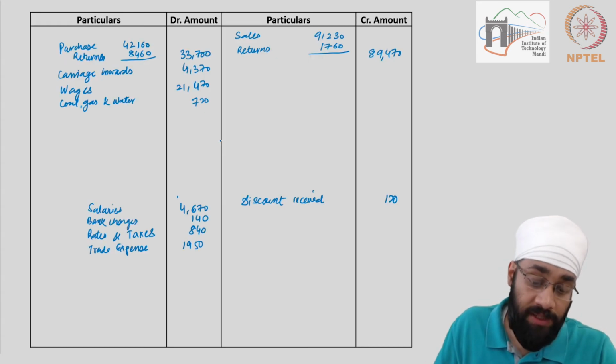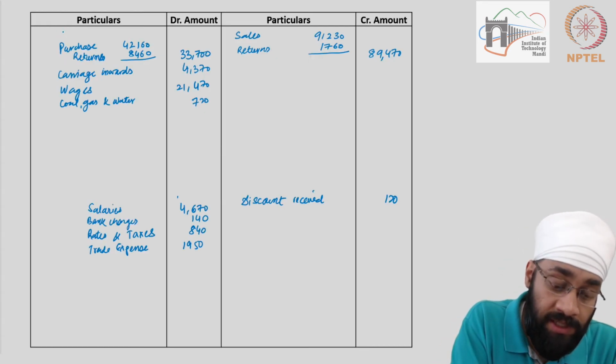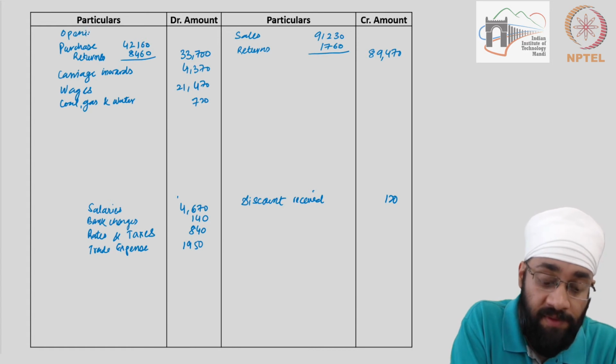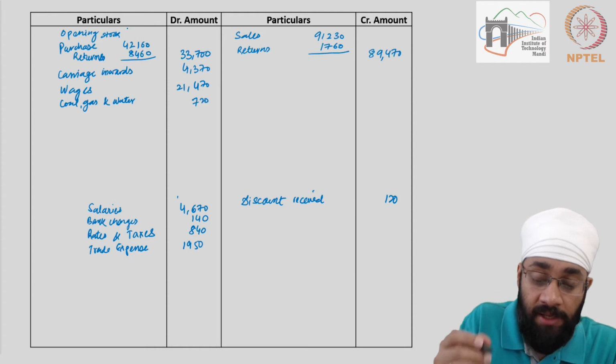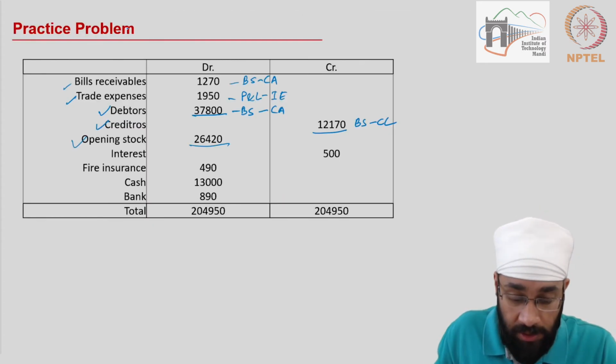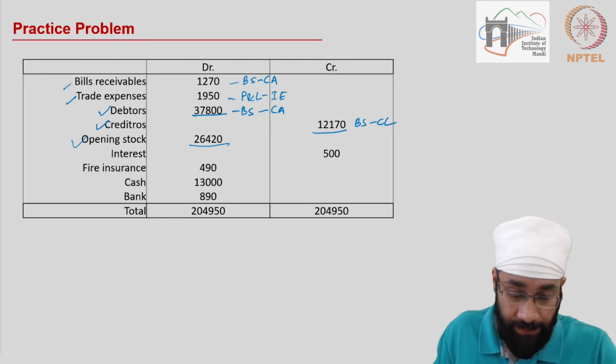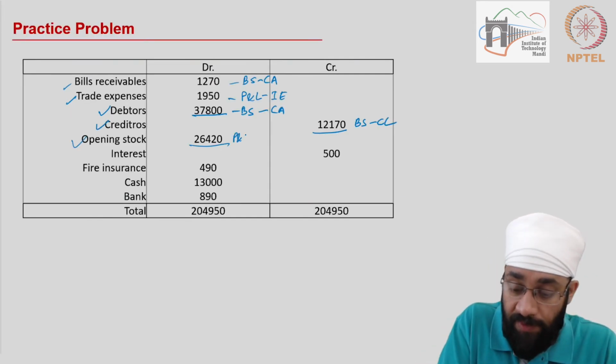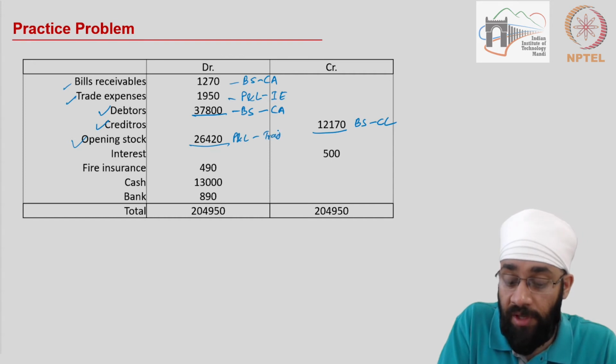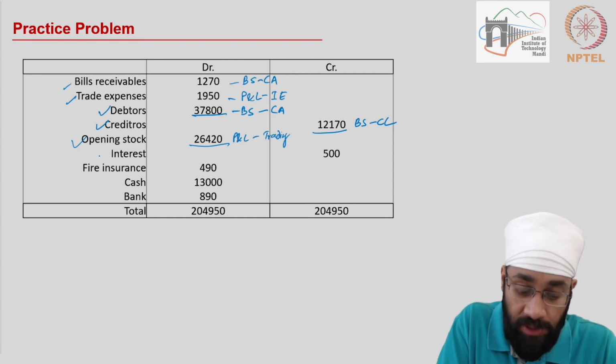See, I knew that these items exist, so I left space. Again, this is a convention. You want to look at these items clearly in a specific order. So opening stock is 26,420. So this goes to profit and loss account, and this goes to trading account, the first section.